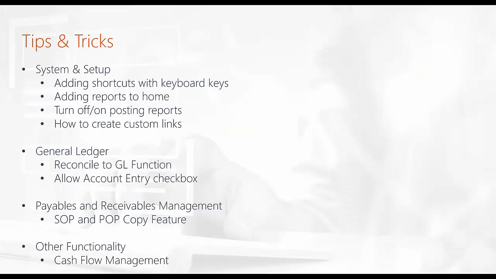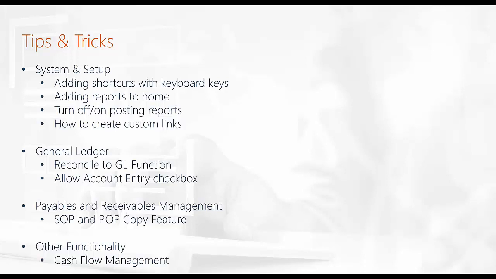So the tips and tricks we're going to look at today are really grouped by module. First, we're going to look at a few system and setup options that include setting up some home page shortcuts using keyboard keys, adding report options to the My Reports area on the home page, how to turn on or off your posting reports and how they post through the system, and then how to create some custom links to sort of outside websites that you may need to access easily through the system.